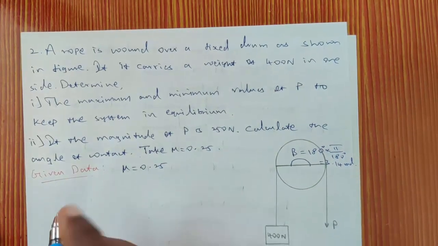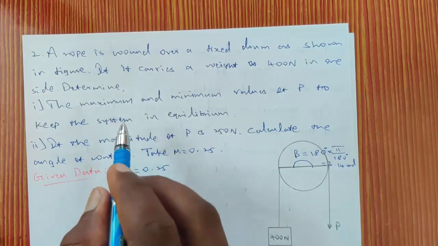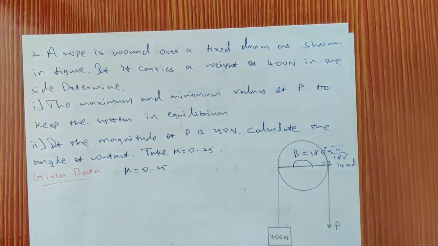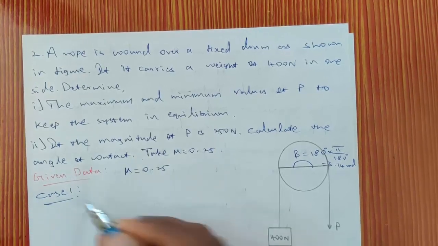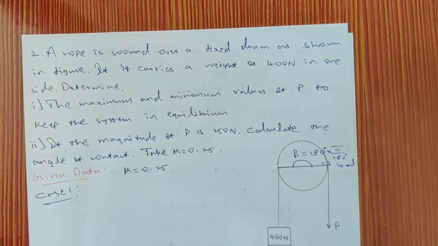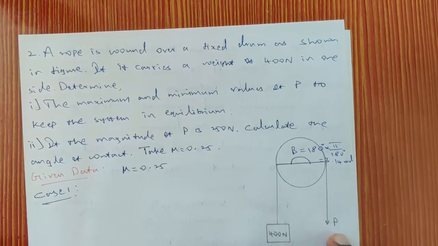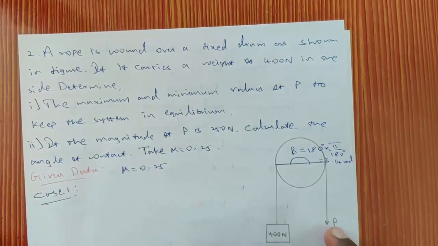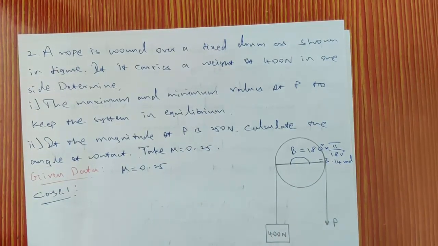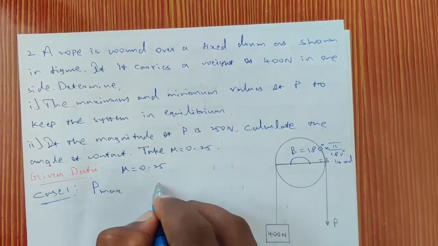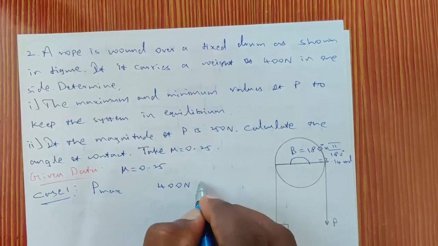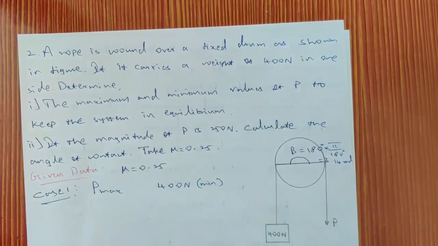Okay. The first subdivision is the maximum and minimum values of P. First we'll split this into two cases. Case 1, the maximum value of P. If the P value is maximum, then the 400 Newton is minimum. So if P is maximum, then this 400 Newton is about to move in the upward direction. So here P is the maximum value and the 400 Newton is the minimum value.